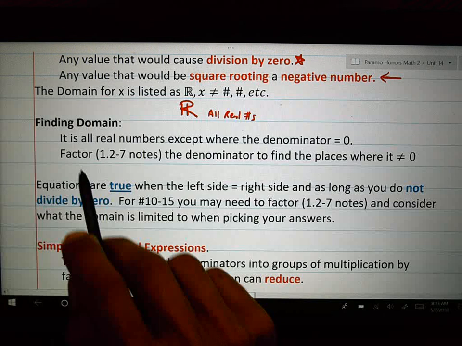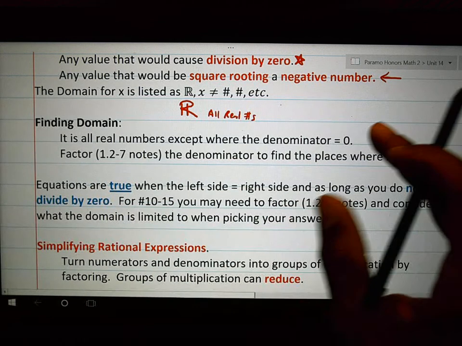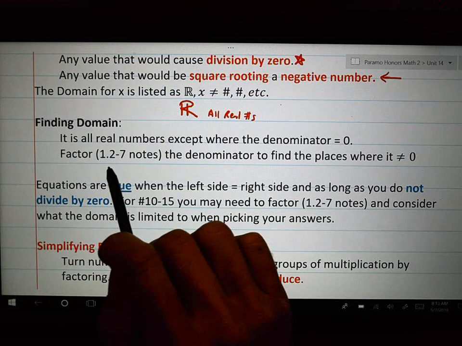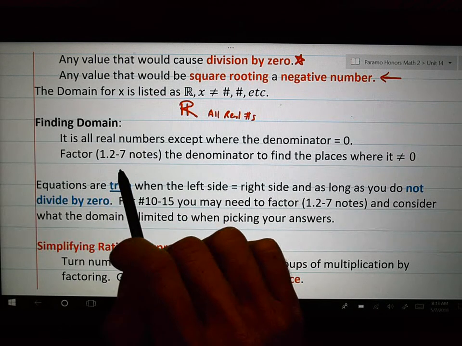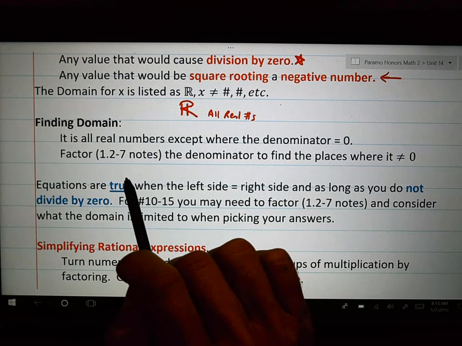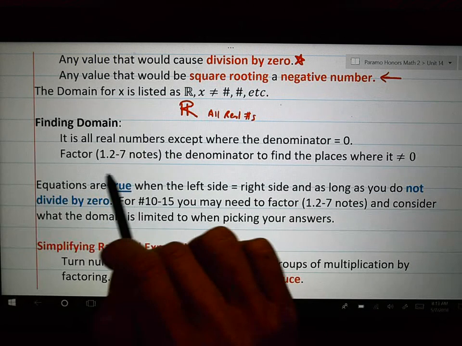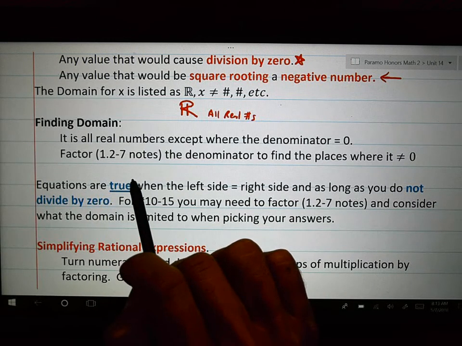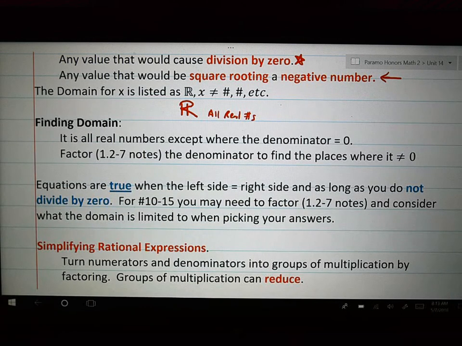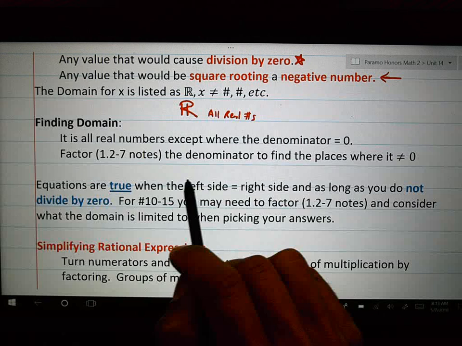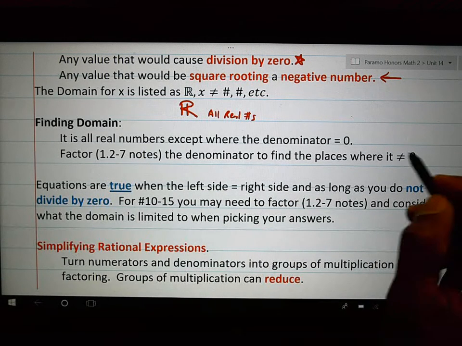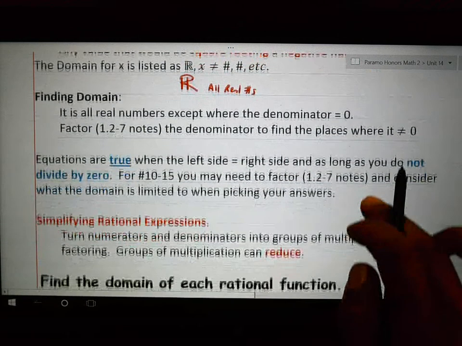If we are asked to find the domain, it's going to be all real numbers except when the denominator is equal to 0. So a lot of times you're going to have to factor, and this is where the 1.2 through 1.7 notes are going to come in handy. If you don't remember how to factor, or you're a little rusty, here is the reference to the previous notes that you might need to look through in order to be able to factor as you're doing your problems. We're going to factor, and we're going to find the places where x cannot equal 0, and you'll see how I use this as we do some examples in just a little bit.